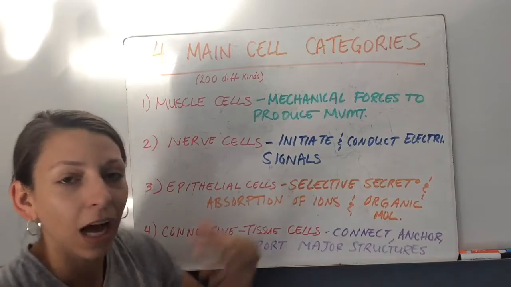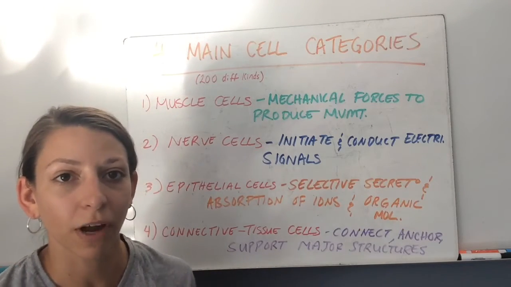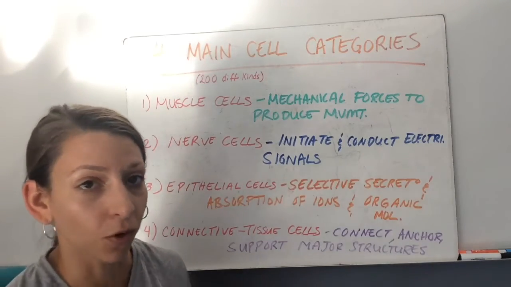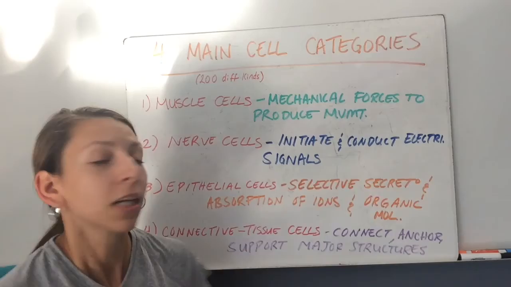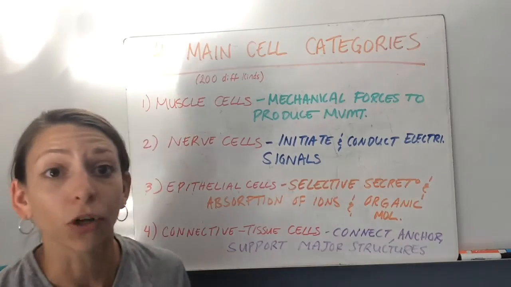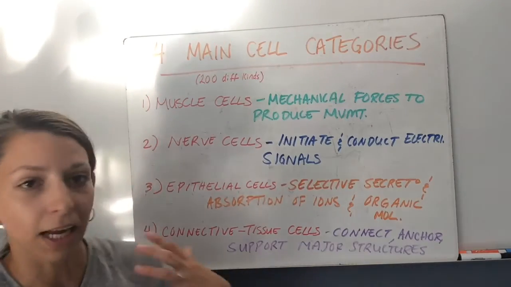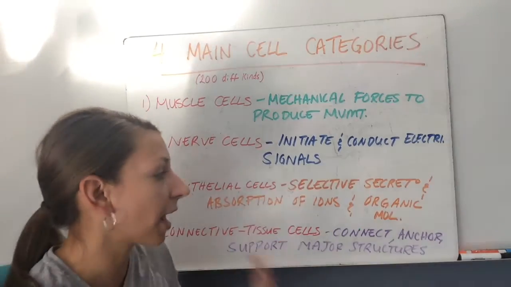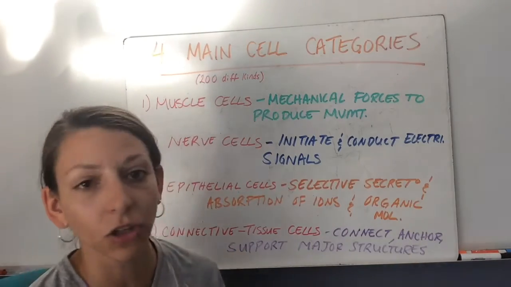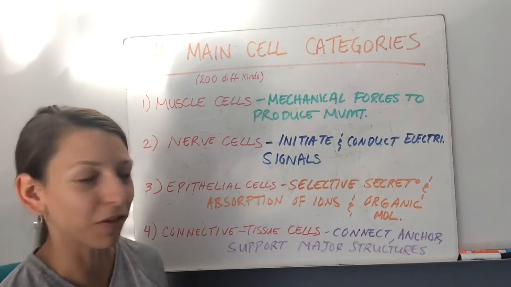So as you can kind of guess, the muscle cells are going to be the ones that generate mechanical forces to produce movement. So they're specialized for that purpose. Nerve cells, as you might think of neurons, are going to initiate and conduct electrical signals for communication purposes. Now, epithelial cells are going to have selective secretion and absorption of ions and other organic molecules within the body. And connective tissue cells are going to connect, anchor, and support major structures of the body as well.